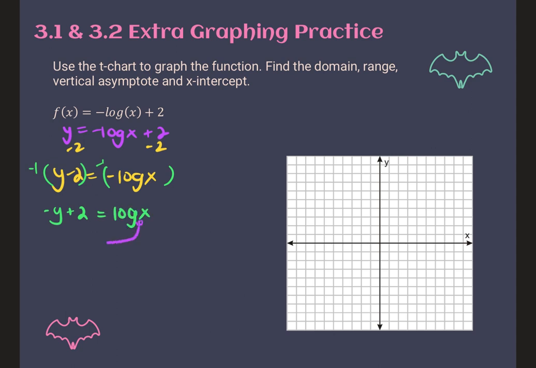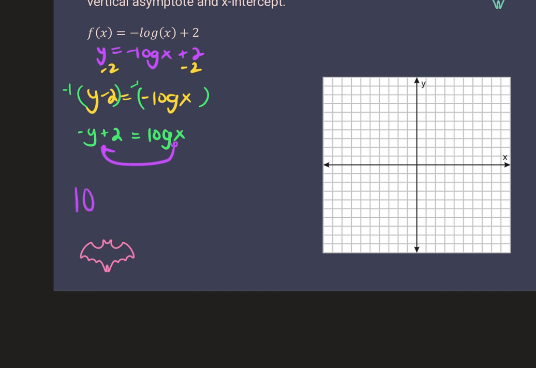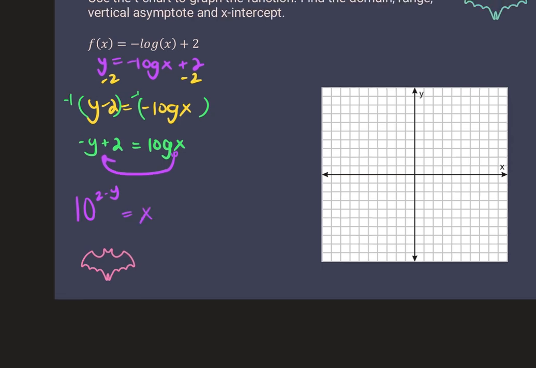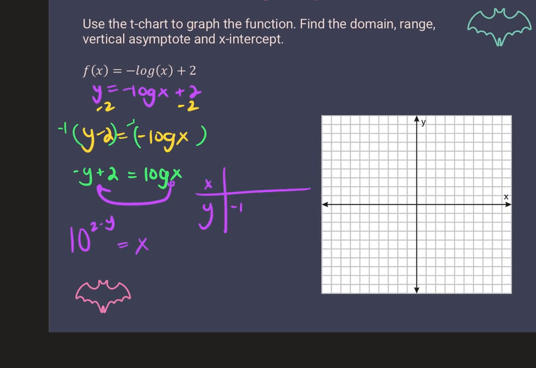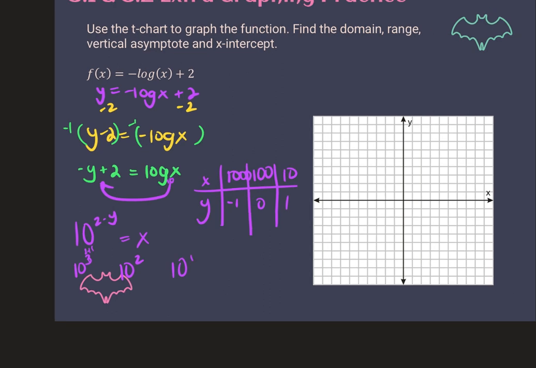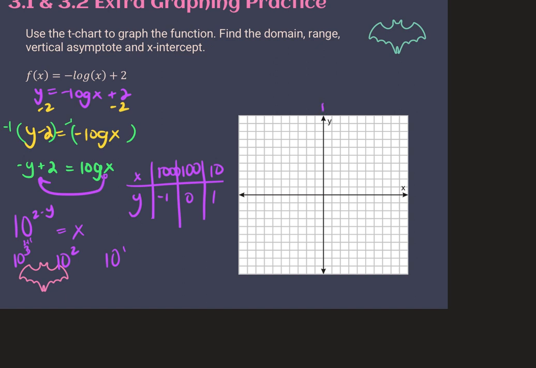The base on that log is a 10. 10 picks up that whole thing. 10 to the 2 minus y, or you could keep it as negative y plus 2, it doesn't matter, equals x, and that's what you plug into. So when I plug in the -1, I get 10 to the third, which is 1,000. Sorry, I did this the other way around. This would have been 2 minus a -1, which is 10 to the third, then to the second, and then to the first. And your vertical asymptote is at 0.